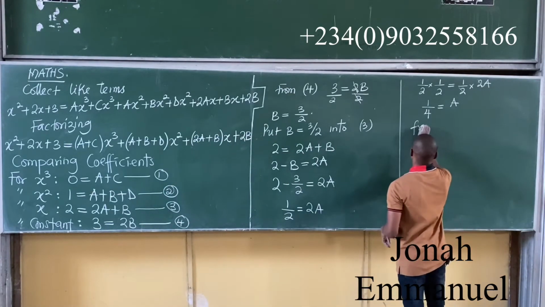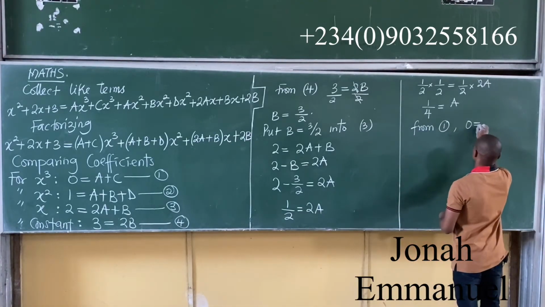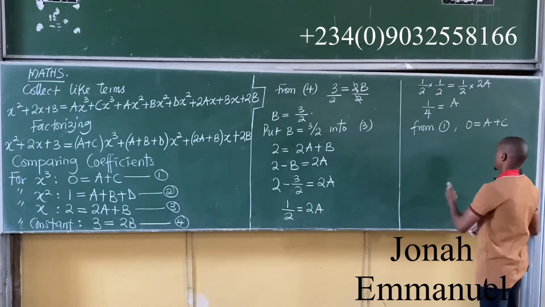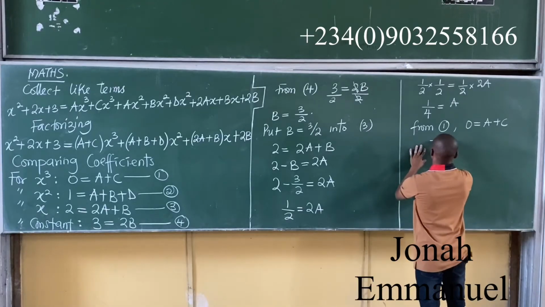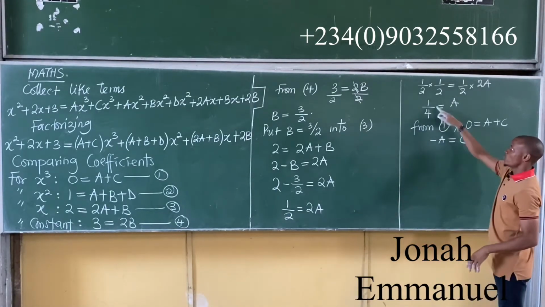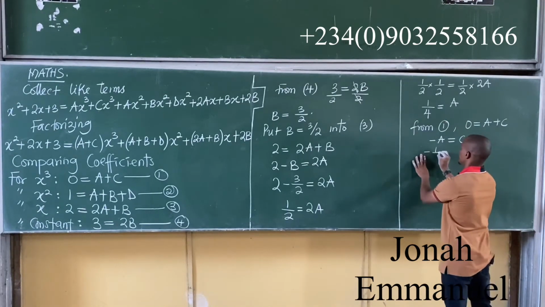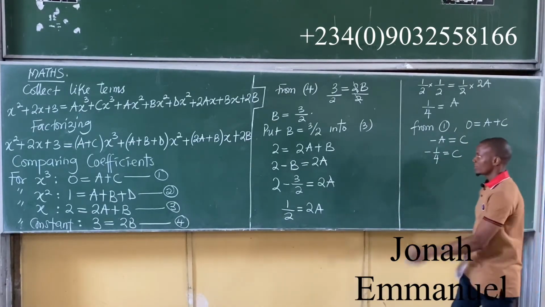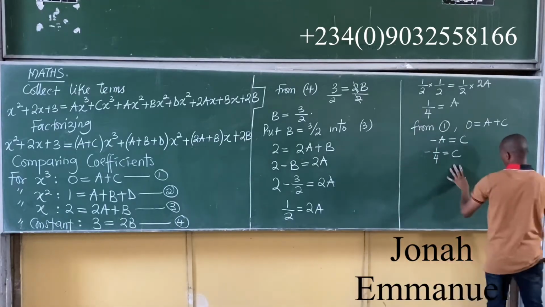From equation 1, I have that 0 is equal to a plus c. So let's get c. I'll have minus a is equal to c. We already have a as 1 over 4. So minus a, which is minus 1 over 4, is equal to c. So I've got the value of b, 3 over 2, a, 1 over 4, c, minus 1 over 4.